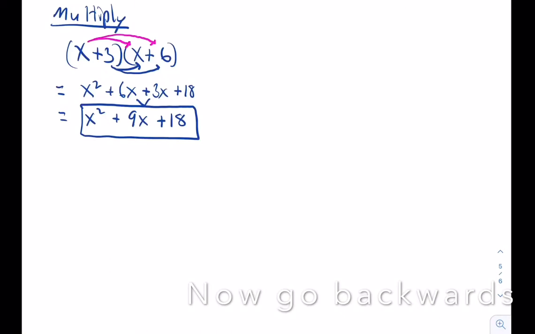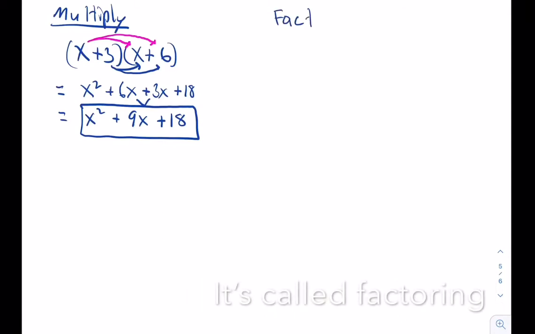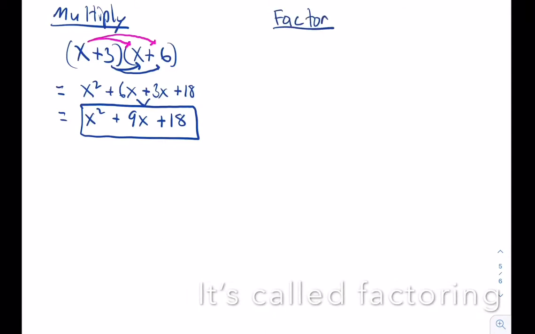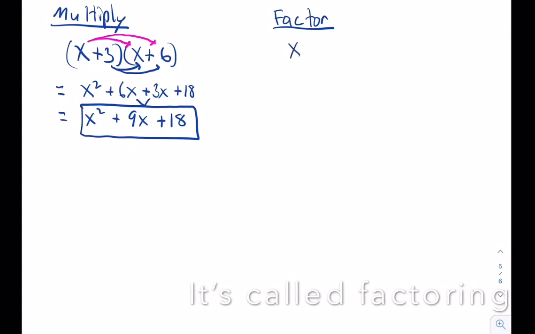Okay, how is that going to help us? That's going to help us go backwards, which is called factoring. So we want to factor. Let's go backwards. We're going to factor our quadratic, which is x squared plus 9x plus 18, and we're going to go backwards. Our answer should be 2 parentheses, and if we go backwards, we know it's going to be x plus 3 times x plus 6. Let's see how we can get that.